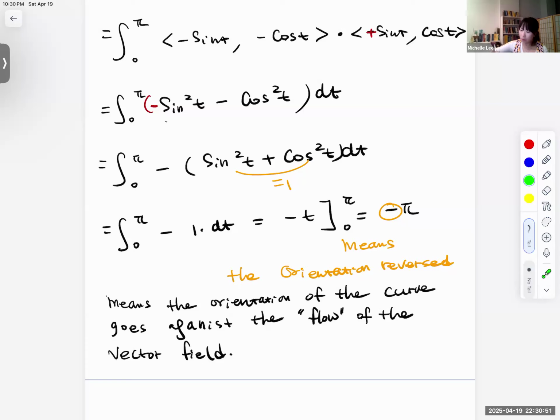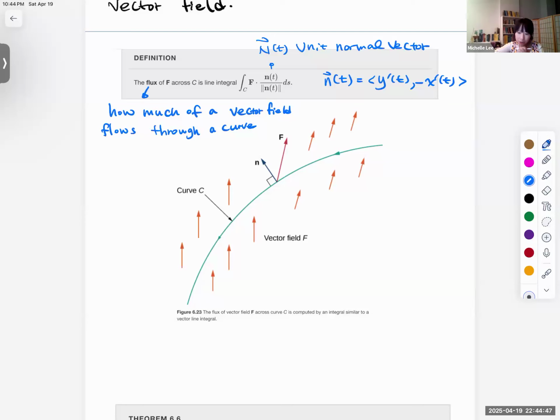Yeah, so that means if the direction goes this way, then it goes opposite to the flow. Very good. All right, so we have another terminology, flux. The flux of a vector field F across the curve C, a line integral, gives this formula. So what does flux mean? Flux means how much of a vector field flows through a curve.